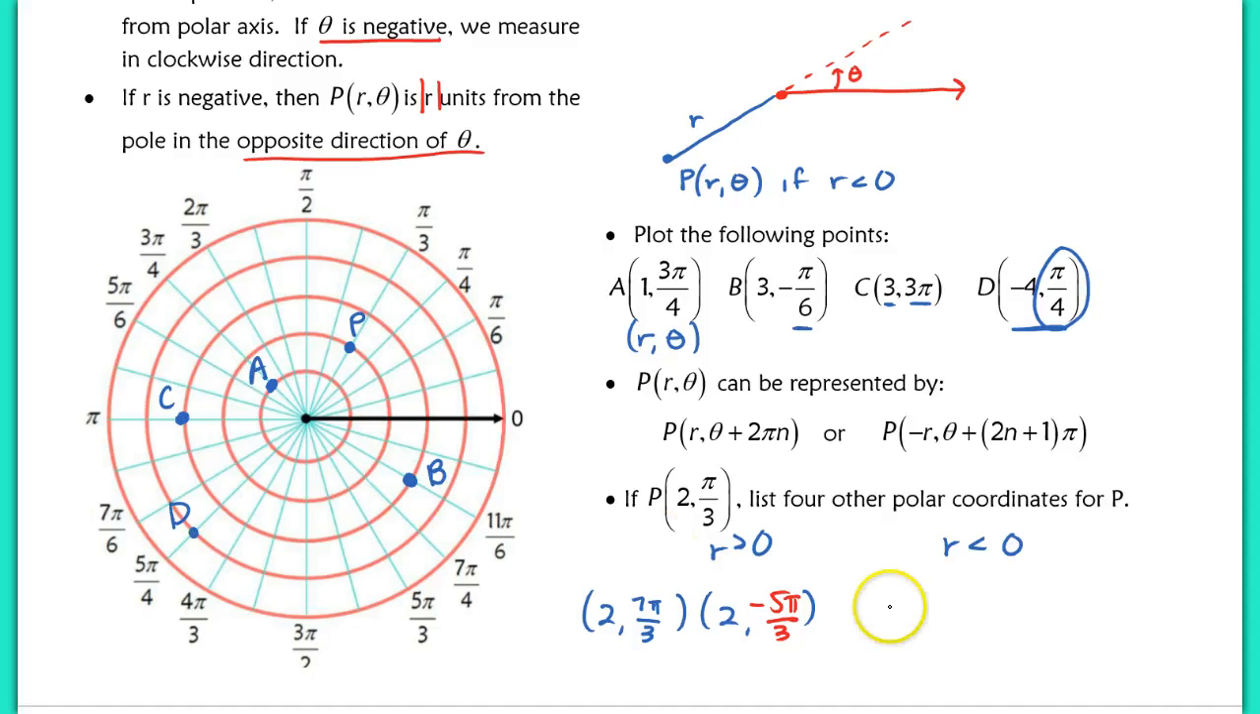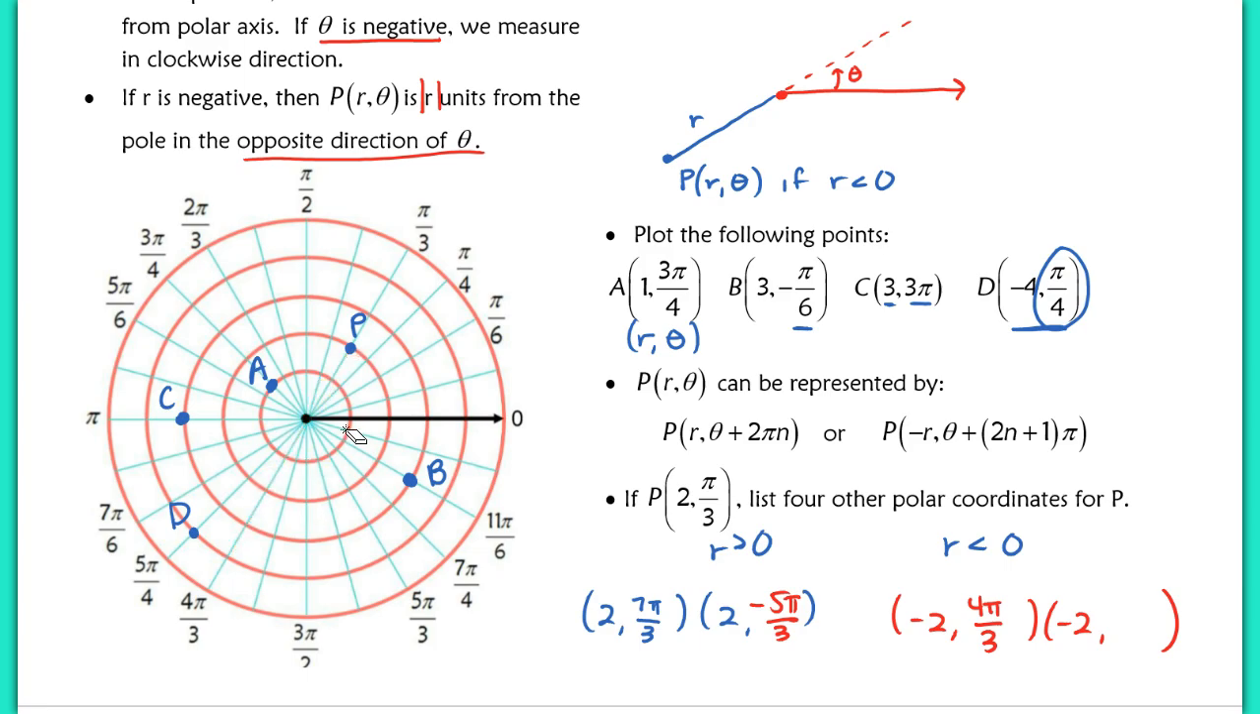Now, if r is negative, so if you have a negative 2, then I can also list this an infinite number of ways. So if I use the coordinate (-2, 5π/3), that would also describe the location for point P, because remember, when you have a negative value here, you're going to go to 5π/3. So I'm here, but I'm in the opposite direction, which means then I'm going 2 units away from the origin, which places me right at P.